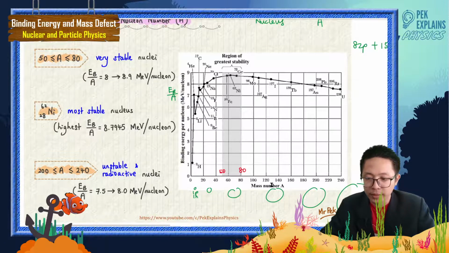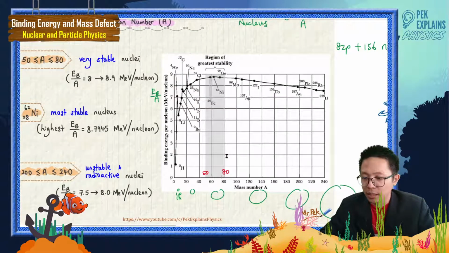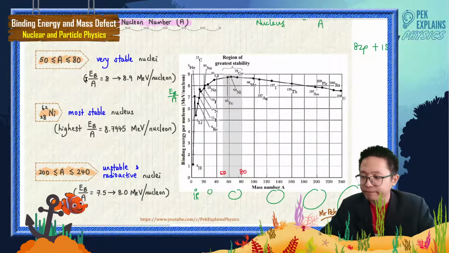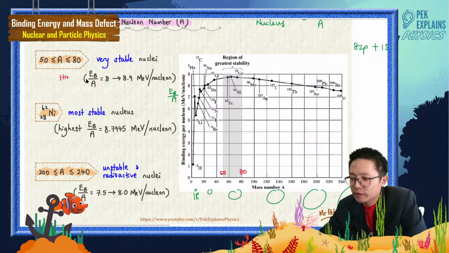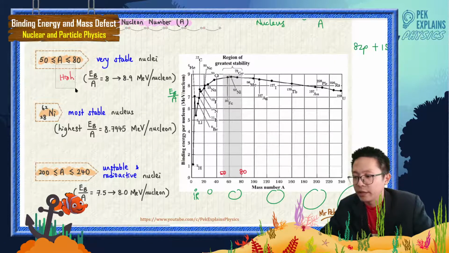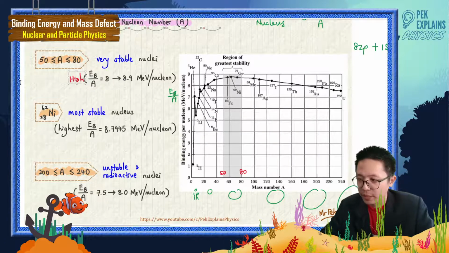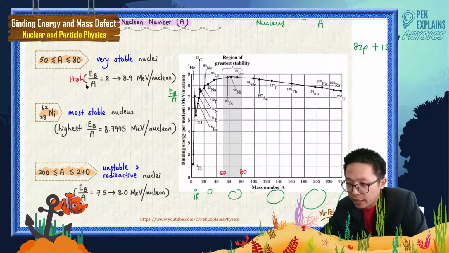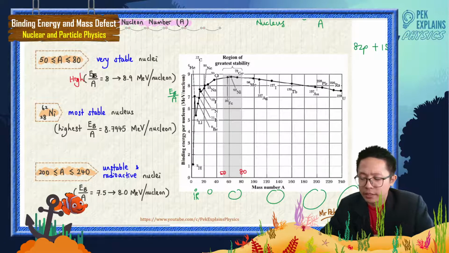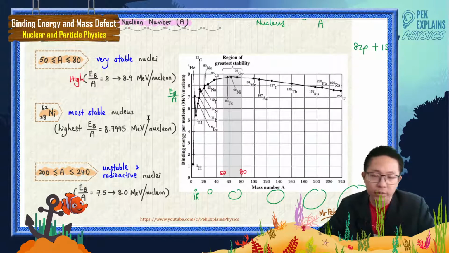The mass number or nucleon number 50 to 80 has very high binding energy per nucleon, which is 8 to 8.9 mega electron volt per nucleon. So this part is very stable nucleus compared to the other part.